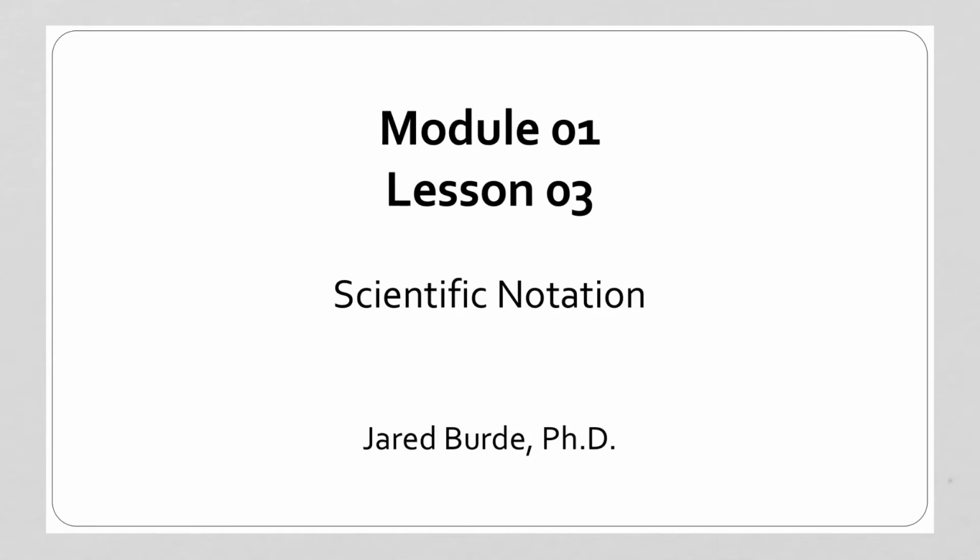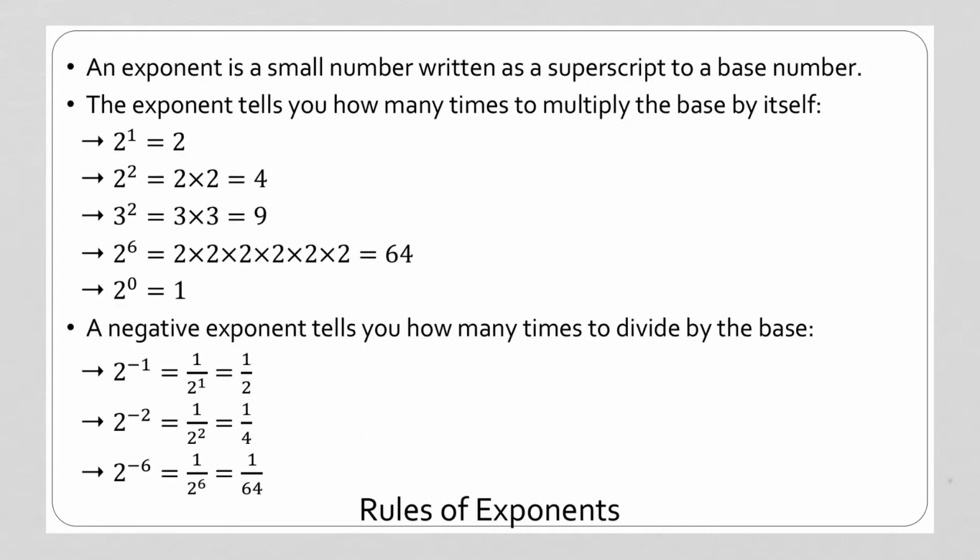In this lesson, we're going to discuss scientific notation, which is a method that scientists use to represent numbers that are very large or very small in a more convenient and compact manner. Scientific notation takes advantage of the rules of exponents. An exponent is a small number that's written as a superscript to a base number.